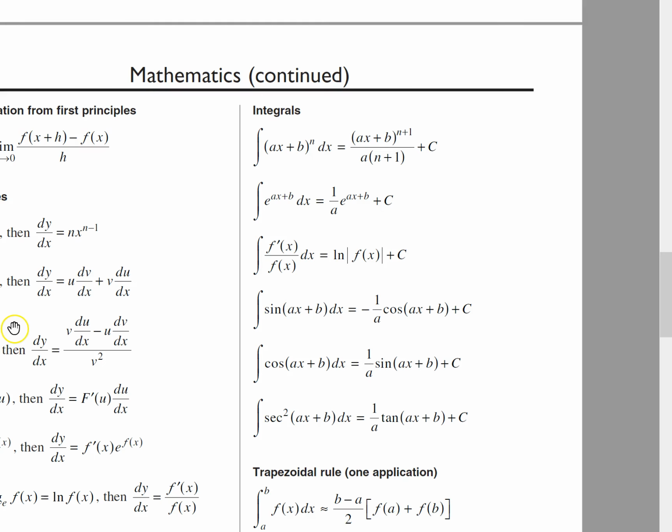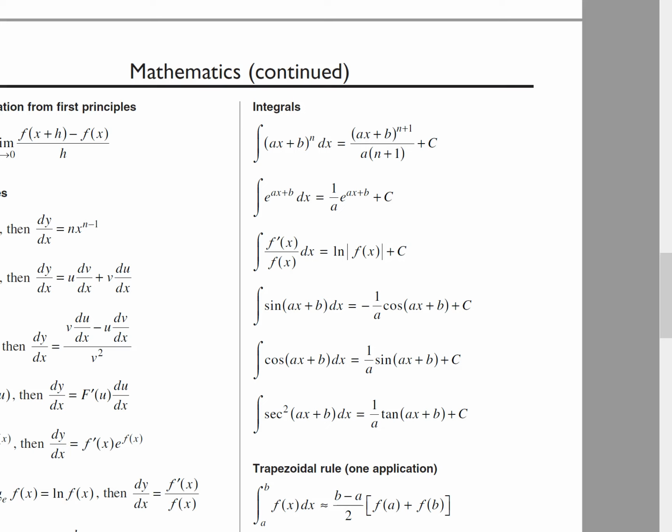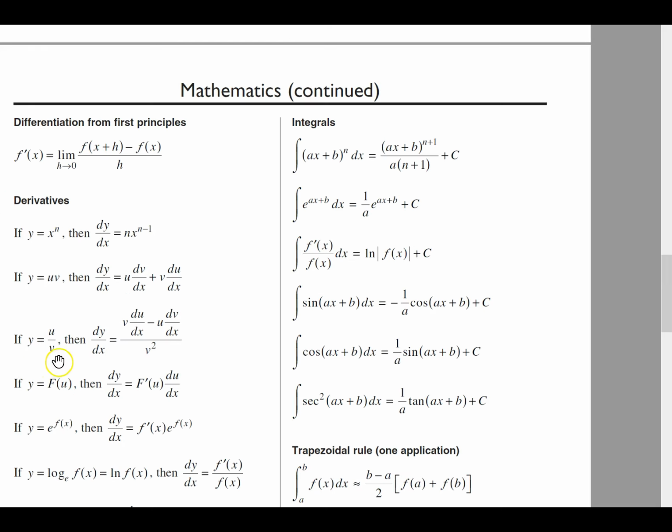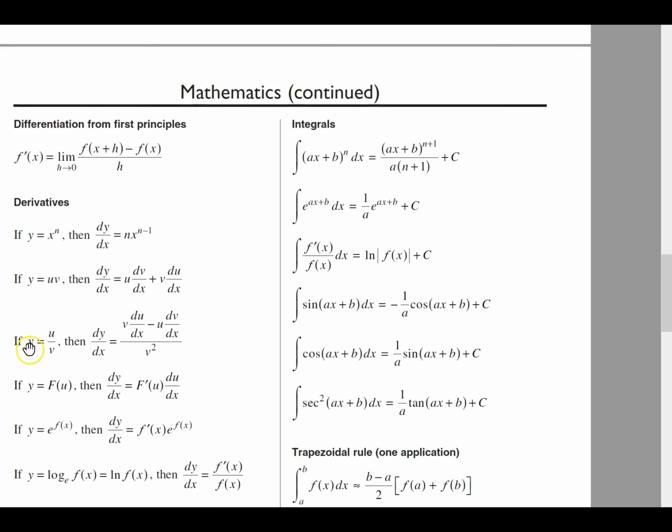So if we go here to the reference sheet, if y is equal to u on v, then dy dx is v, your denominator. So you must start with the denominator. du dx, we just write as u dash, minus u dv dx, all over v squared.